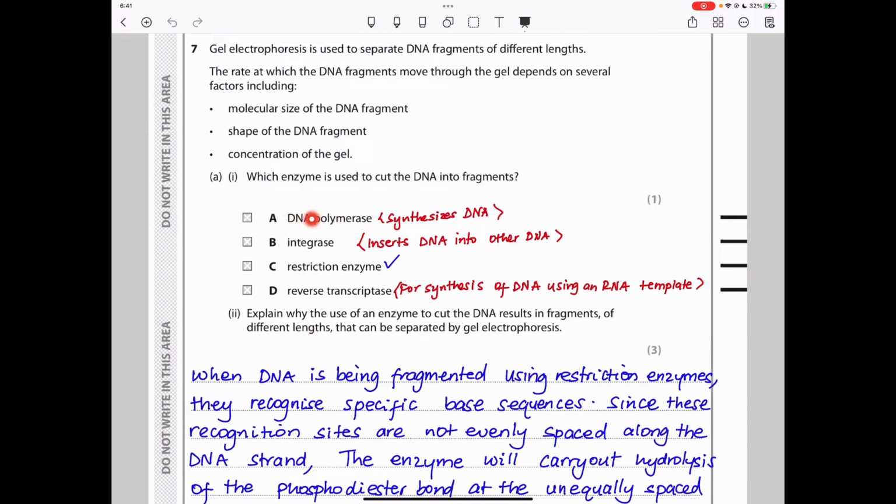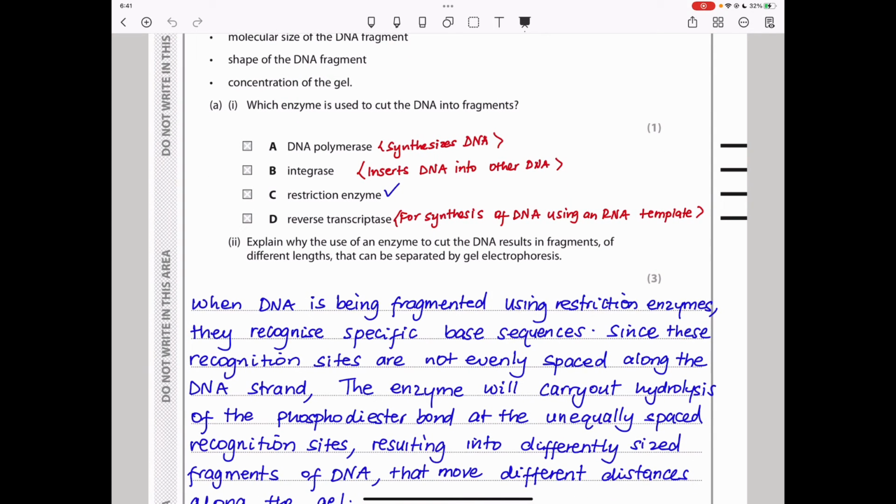This is used for DNA synthesis, that is used to insert a DNA segment into other DNA, and then this is reverse transcriptase for converting RNA into a DNA. So for synthesis of DNA using RNA. Part Roman 2 says, explain why the use of an enzyme to cut the DNA results in fragments of different lengths that can be separated by gel electrophoresis.